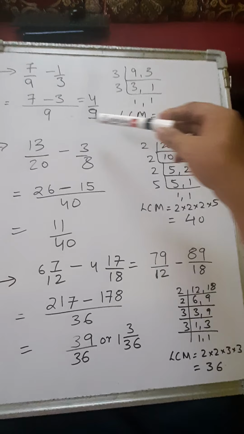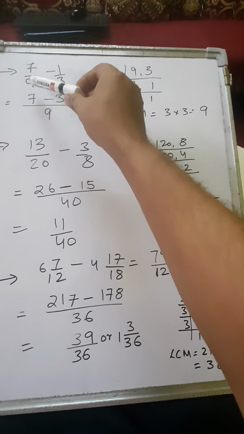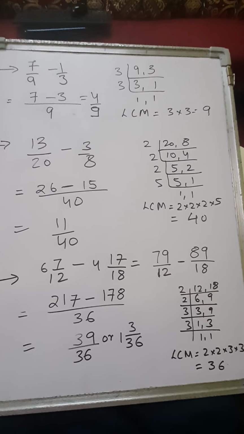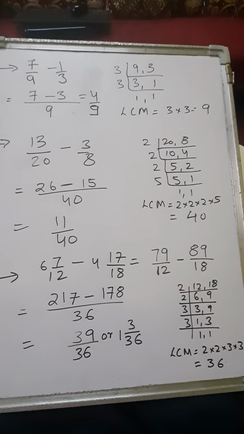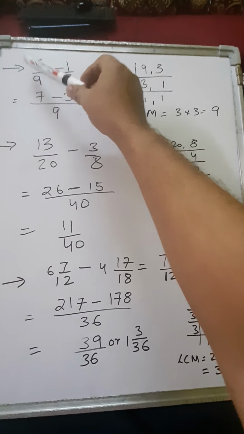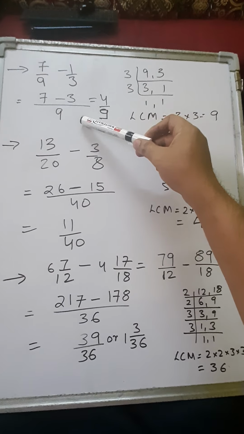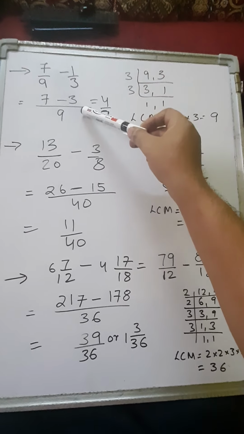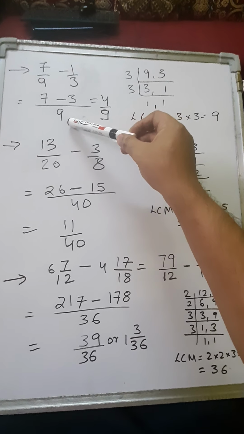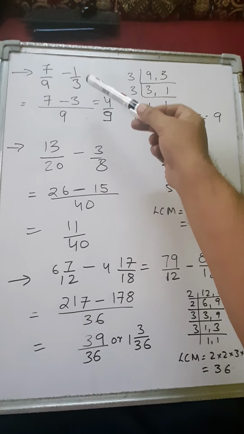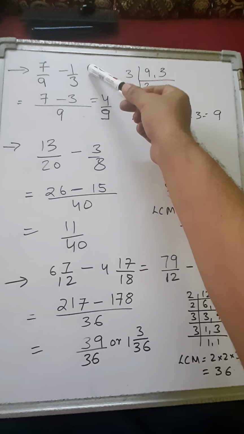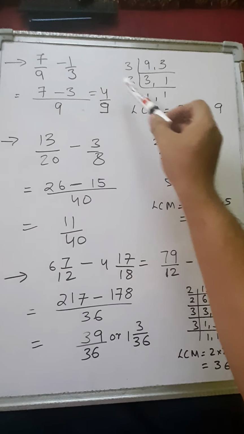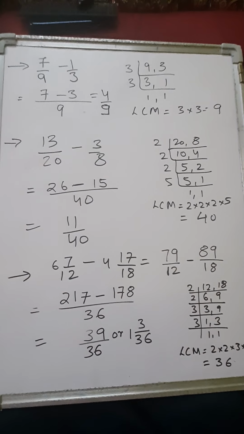Now what will we do? We'll divide this LCM by the denominator of the first fraction. So when 9 is divided by 9, what will we get? 1, and 1 into the numerator, that is 1 into 7, 7. When 9 is divided by 3, 3 3s are 9, so 3 will come, 3 into 1, 3. Remember children, we divide the LCM by the denominator, and whatever result comes, we multiply that result with the numerator. Okay, keep this in mind. So 7 minus 3 is 4, so the answer is 4 by 9.